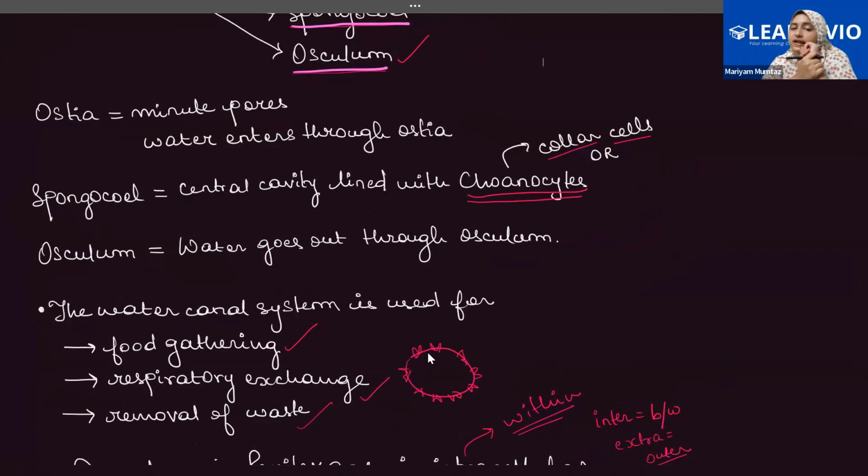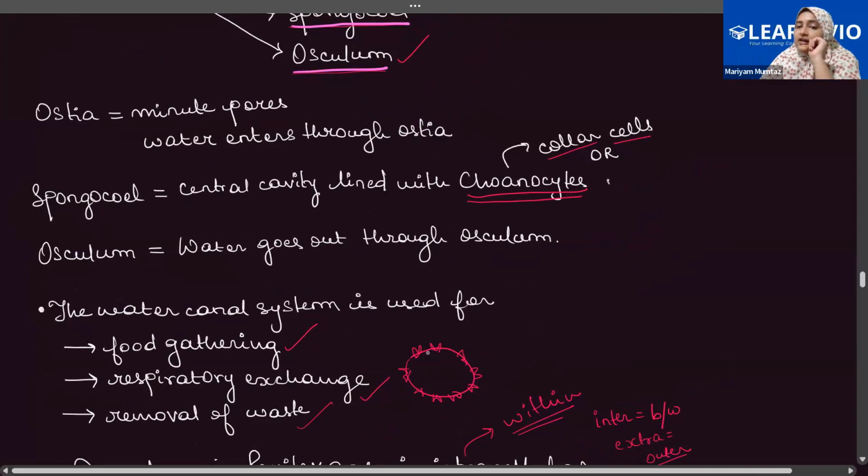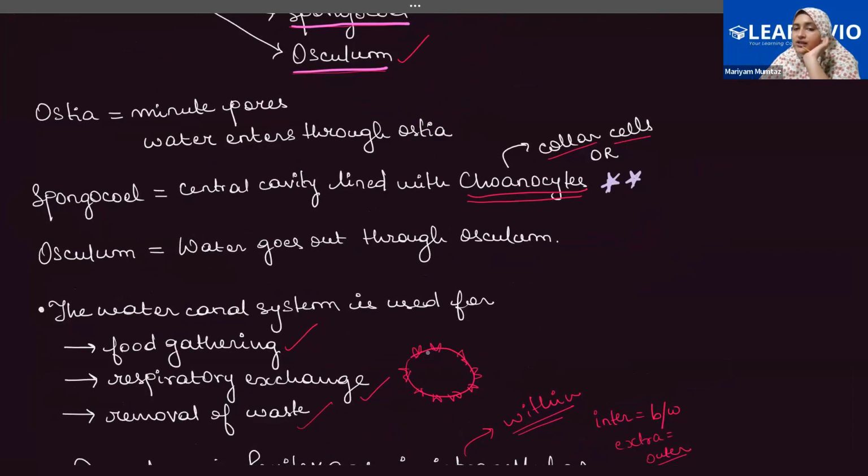Talking about the spongocoel, it is a big central cavity, meaning after the ostia comes the spongocoel. Again, a very important feature is that the spongocoel is lined by choanocytes, also known as collar cells. First of all, tell me the meaning of being lined with something. What is the difference between being lined with something and being covered by something? Anyone can tell me. Lining and covering, what is the difference between them, students?